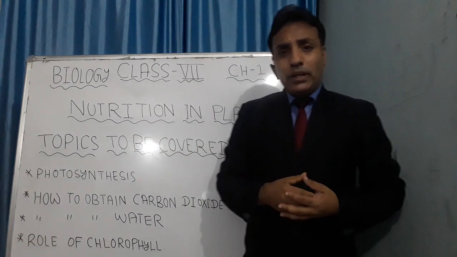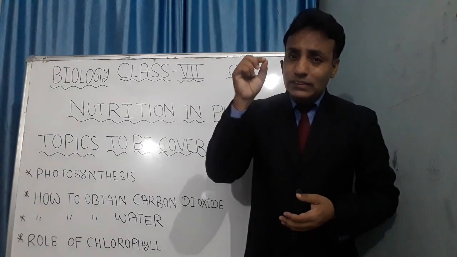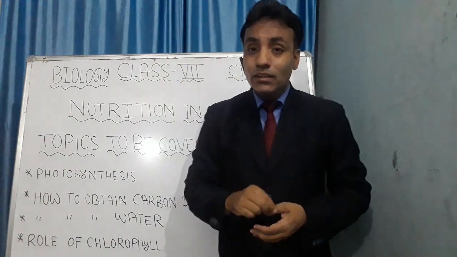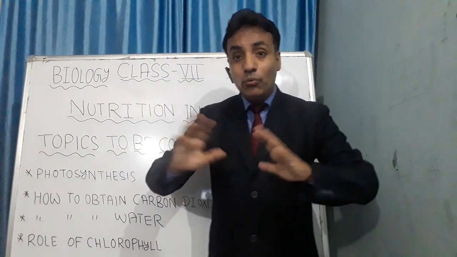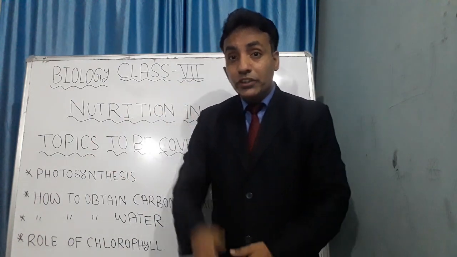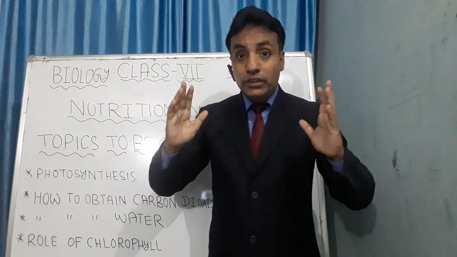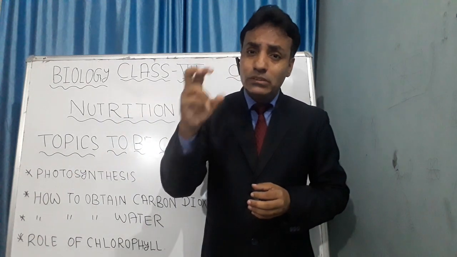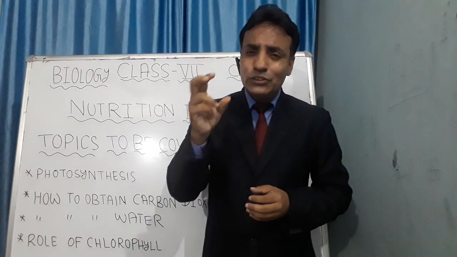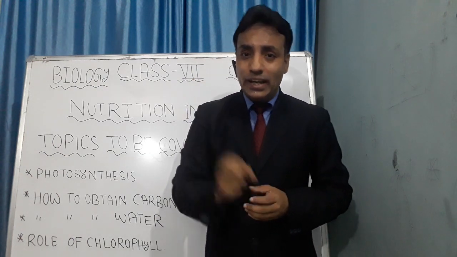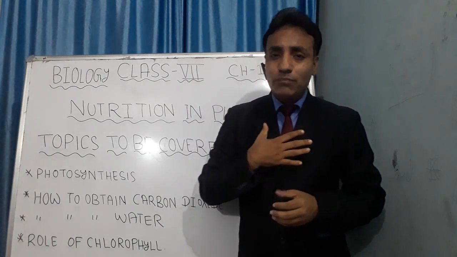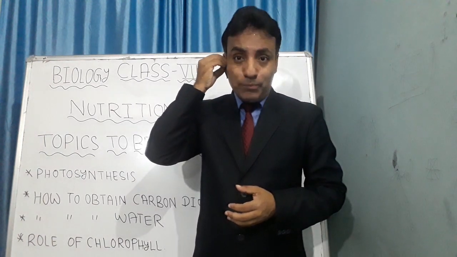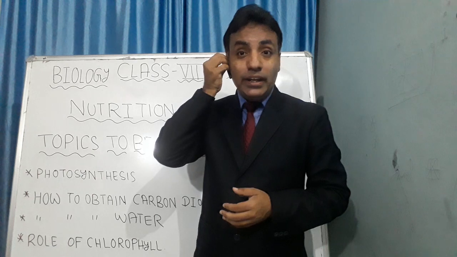Now the next topic is how green plants get carbon dioxide from the air. You know that carbon dioxide is found in the air. It is not found in the ground. What is this CO2? CO2 is a kind of gas that is the end product after the digestion, the breaking down of food. Carbon dioxide is our end product.